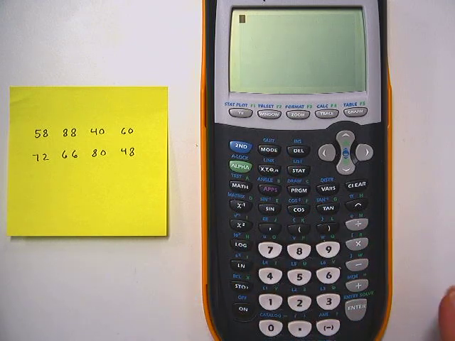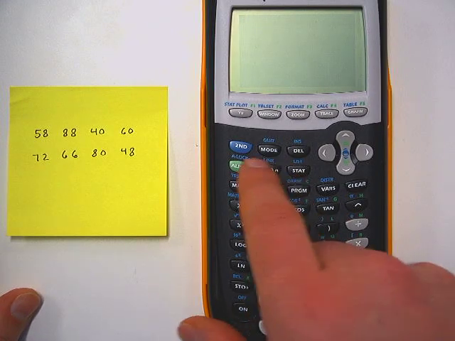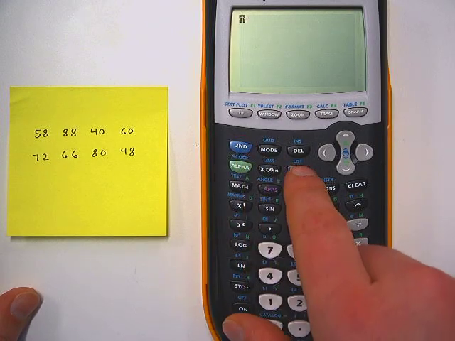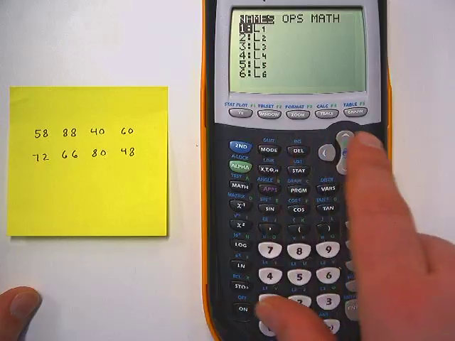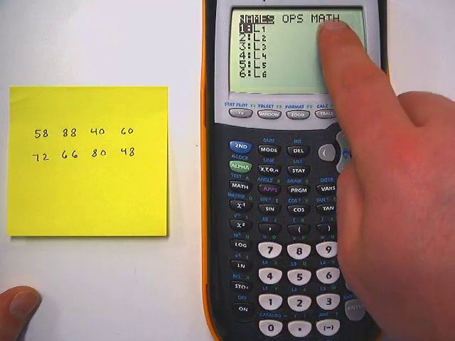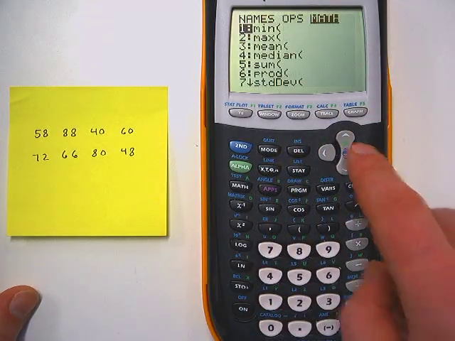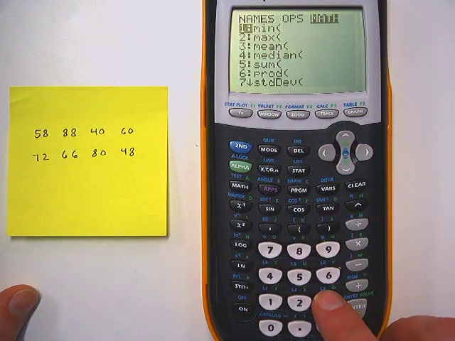So now we're going to quit back to the home screen, and we're going to create one line of commands that will calculate the mean absolute deviation for us. The first thing we need to do is tell it to find the mean. So if you recall, we hit second and then our stat key, which says list above it, to get into the list menu. And we want to go to the math menu by hitting the right key twice, and then using the third option, mean.